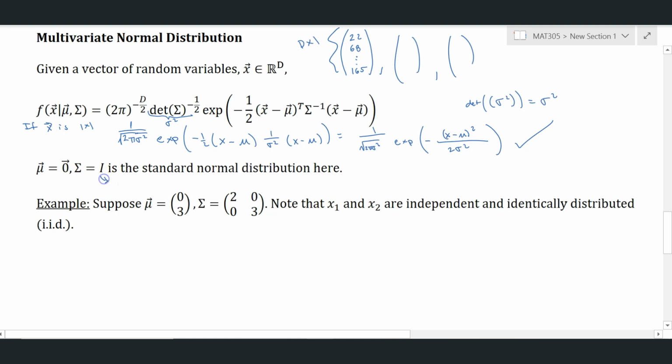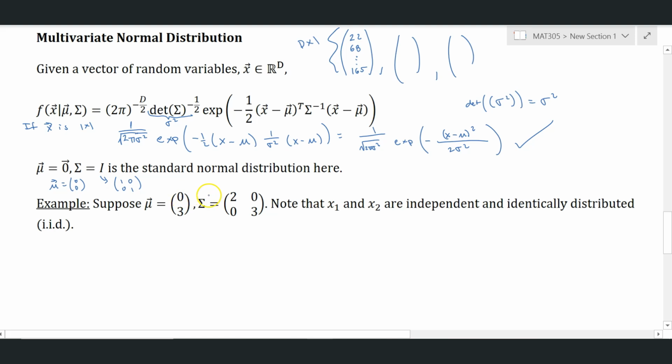Remember, in a 2 by 2 setting, the identity would be 1, 0, 0, 1. And sigma, or mu, equal to 0, 0. So notice that this would be the variance and standard deviation of the first variable with itself. This would be the variance of the second variable with itself, and the covariances here would both be 0. Okay, let's take a look at an example of a similar situation.